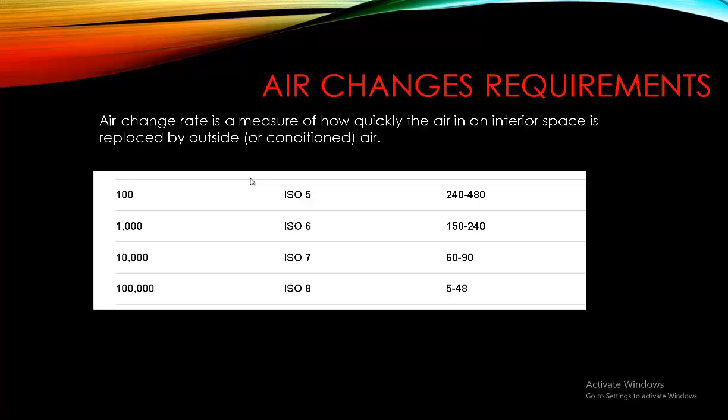These air changes, we can measure. First of all, we measure the volume of a space and then divide that complete space by 60. So this is an air change per hour.